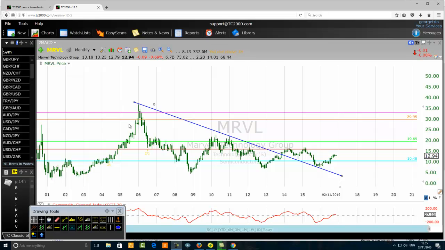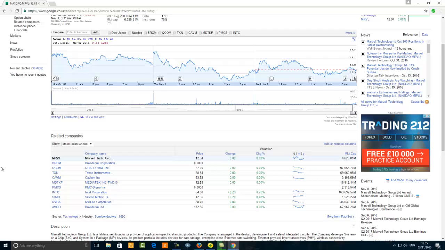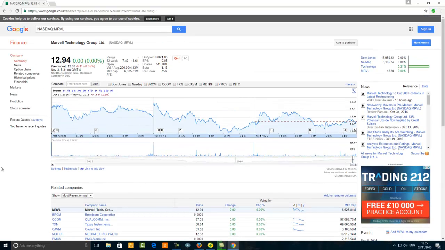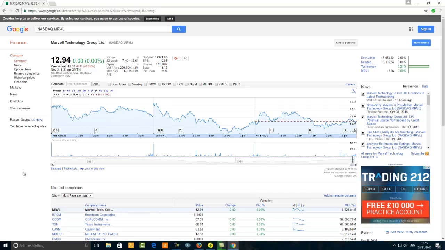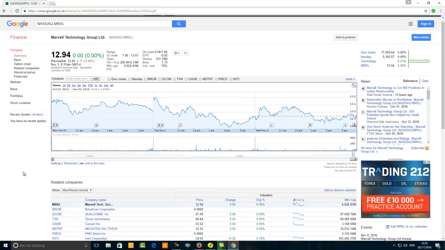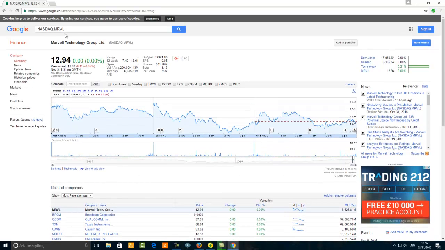So let's go quickly to Google Finance. Have you ever been to Google Finance? If not, are you going to Yahoo Finance? One way or another, you need to go to those websites, put in the epic of the financial instrument that you want to trade, and most importantly, click on the financials. Very important.